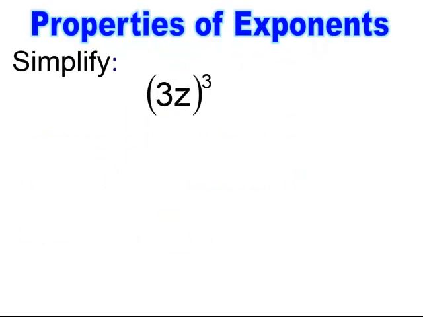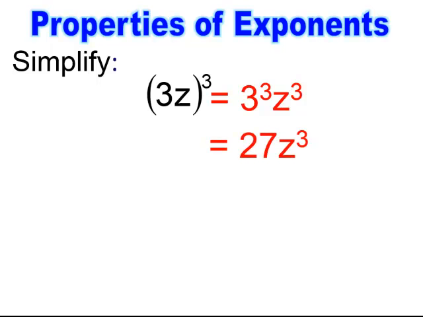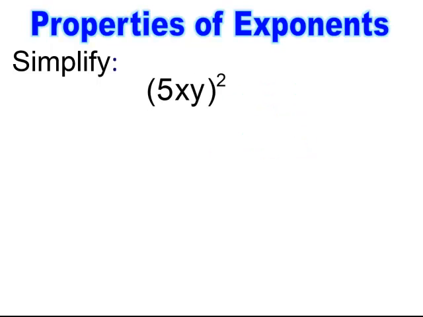Pause and try. So again, we have 3 to the third power, z to the third power. And then I evaluate 3 to the third power as 27 z to the third power. Pause and try.